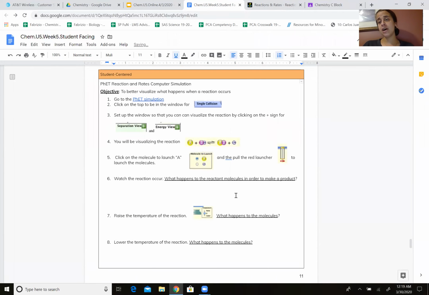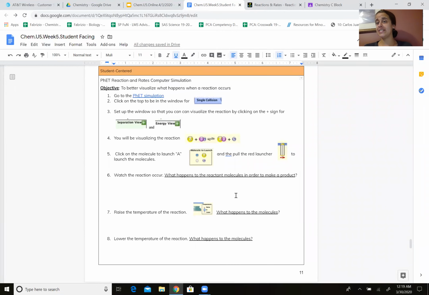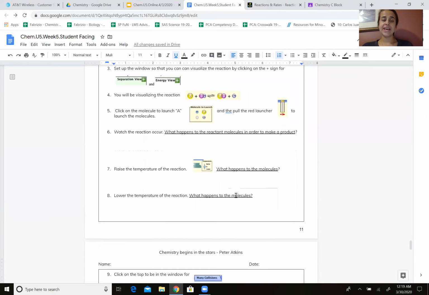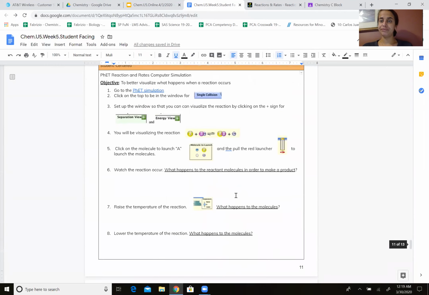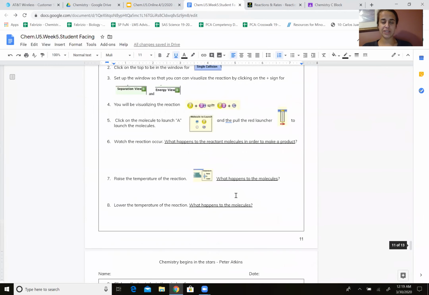So pause the video now, take 10-20 minutes to explore this simulation, this software with PhET Colorado, and then we'll get back to it. Pause the video now to go through 1 through 11 on page 11 and 12 of your packet.